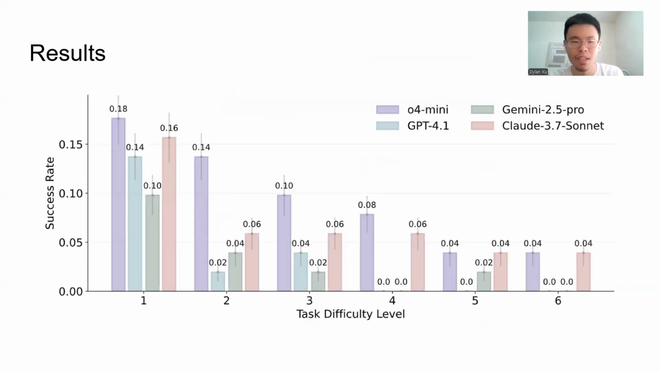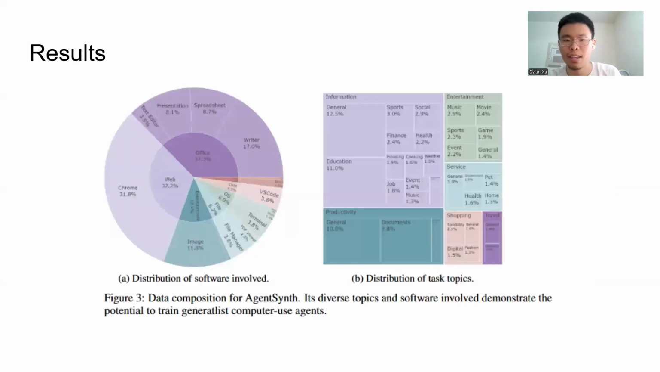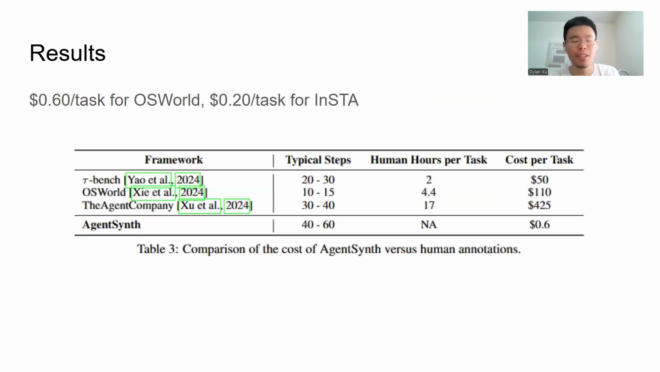And then here are some results. As you can see, summarized tasks that include more tasks in the sequence get progressively more and more difficult, no matter which model you use, right? So this demonstrates that we can adjust the difficulty and create very difficult tasks and solve very difficult tasks in our dataset. Additionally, our dataset involves a wide variety of software and task topics, as you see in the charts. And then finally, our method is orders of magnitude cheaper than datasets that require humans to solve tasks from scratch, as you can see in the table.